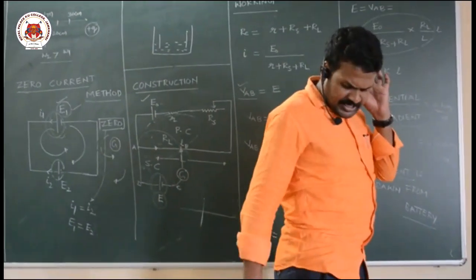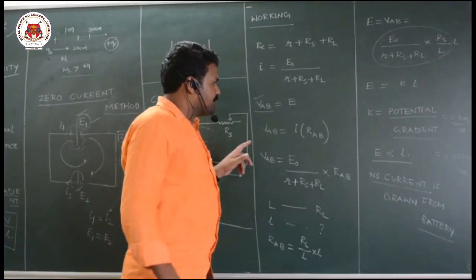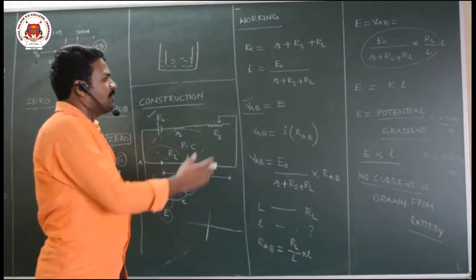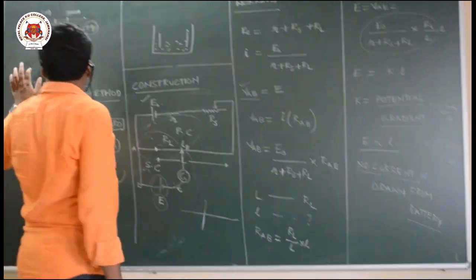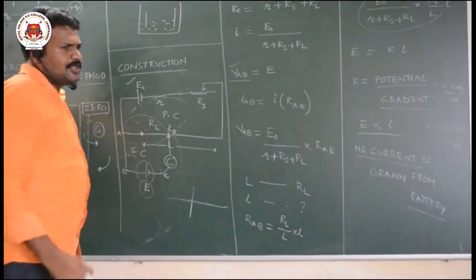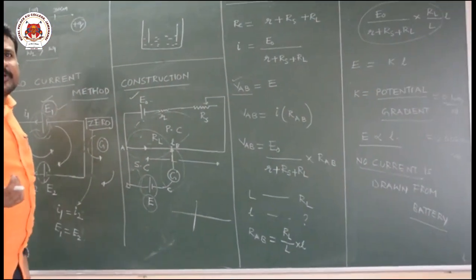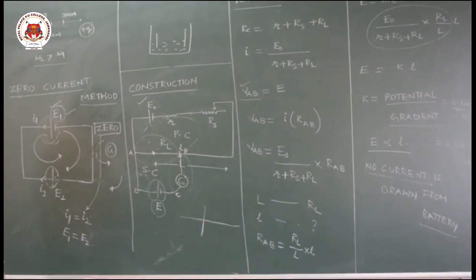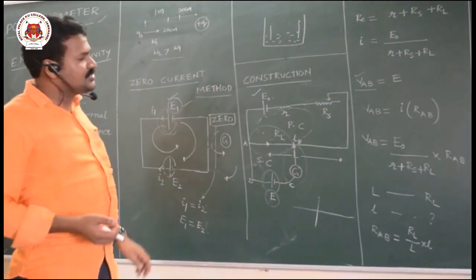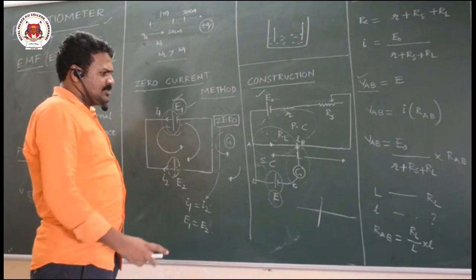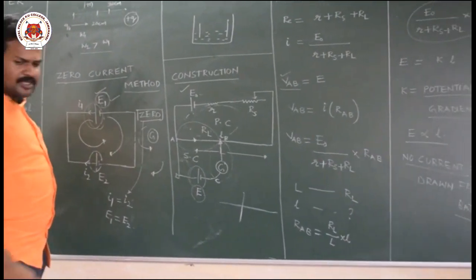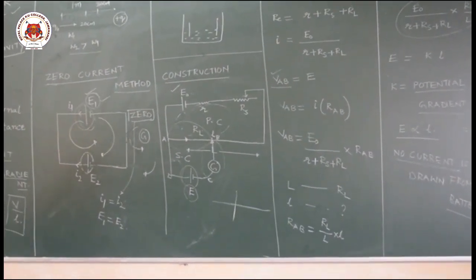So the sensitivity of a potentiometer will increase when you are increasing the length. You can tell that it is more sensitive when it is measuring very small currents or very small voltages. So this is how you are going to measure the current. And one more small question I raised already.